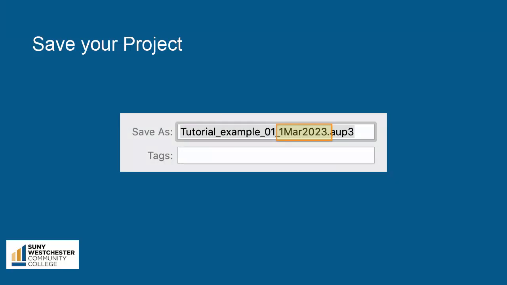It's good practice to save your project once again with another file name, for example, adding the date, and edit that version of the file, and keep a copy of the unedited file. This way, if you make too many changes, you can always start again.